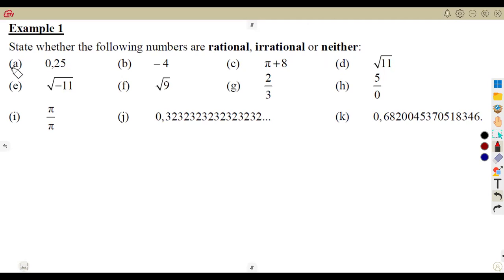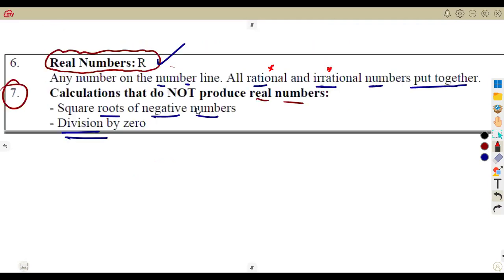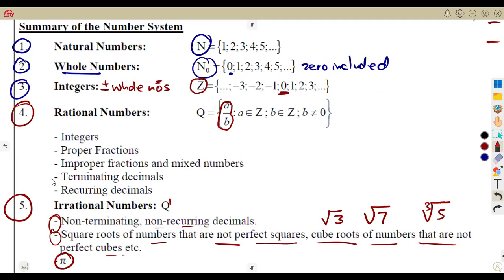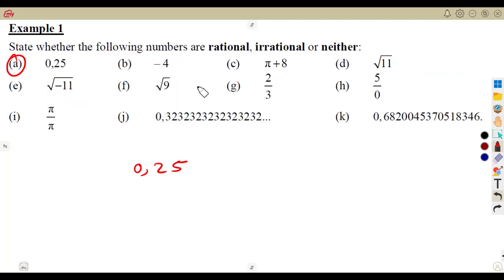All right, let's start with number 1, 0.25. Is it rational or irrational? 0.25, it has already ended, guys. It is a terminating decimal. It has ended like this, as you can see. So this one is a rational number. Remember, we said for rational numbers we talk of all terminating decimals. Terminating decimals are part of the rational numbers. Remember, the symbol for rational numbers is the symbol Q. If you want to write the symbol, you can write the symbol Q.